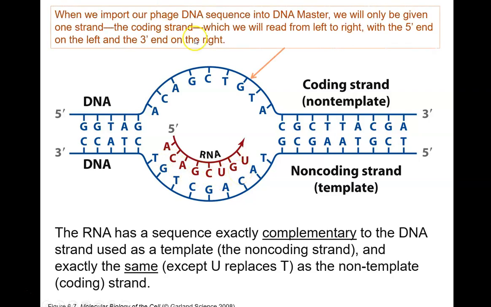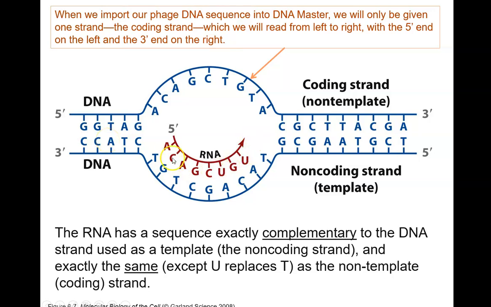So when we import our phage DNA sequence in DNA Master, we'll only be given one strand. We're going to be given the top strand. We're going to use the strand that we don't typically, or for most of the genes, we don't use as a template. And we'll be reading it in the 5' to 3' direction. So when we say gene number 1, it will be the one on the 5' end.